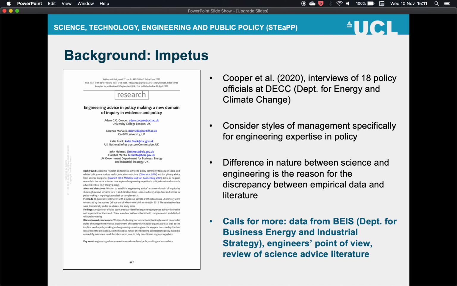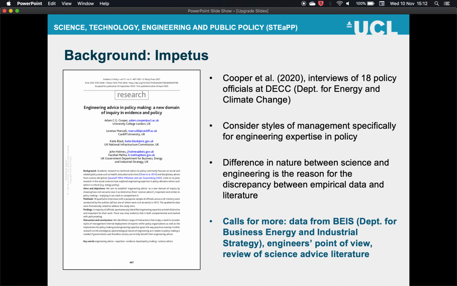This article, obviously, and those 2 conclusions, I should say, call for more empirical and theoretical evidence. It's just a starting point, and that's how my PhD funding and my PhD research came to be. So the main idea behind my PhD is that to fully understand the deployment of engineering advice in policy practice, one needs fresh empirical data, especially with the restructuring of DECC into BEIS, which is the Department for Business, Energy and Industrial Strategy of the UK government. It needs maybe a focus on the engineer's point of view instead of just it being the policy officials.